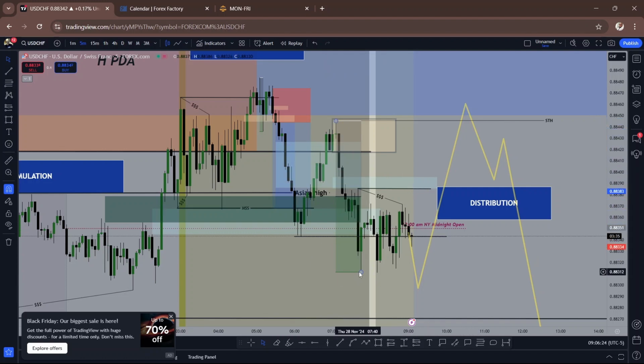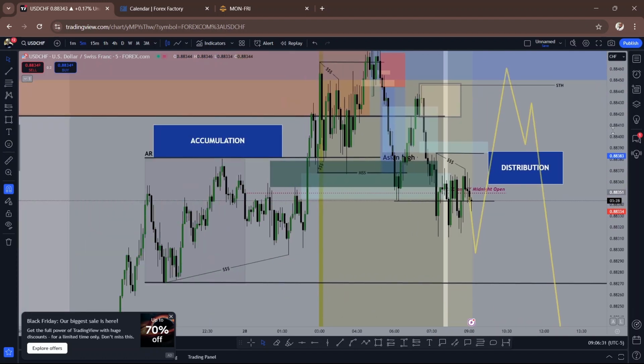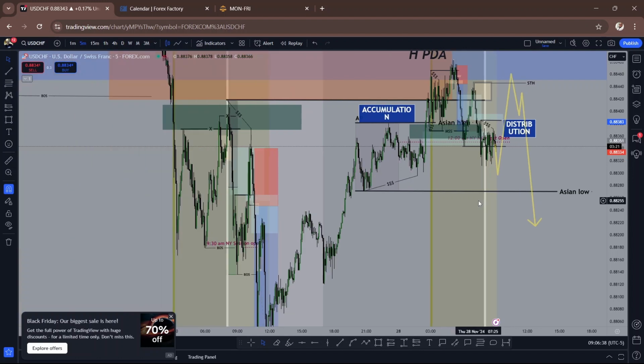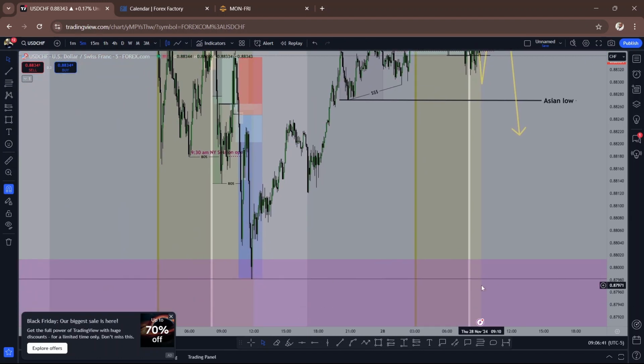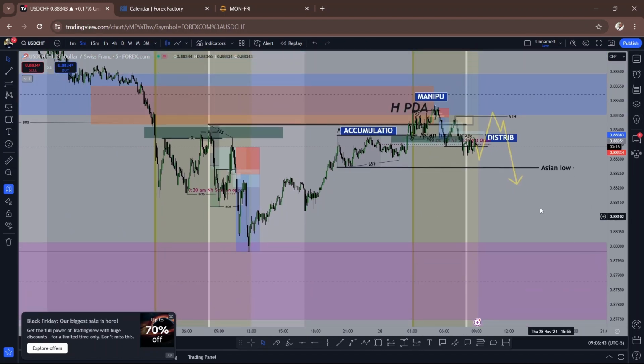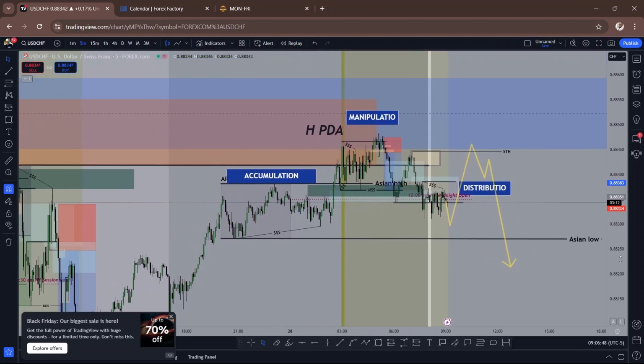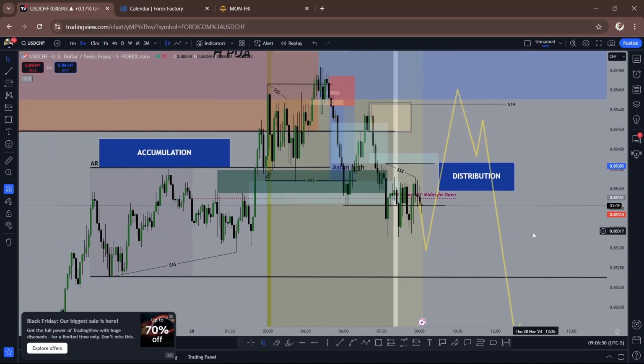So if price gets up there and I see a good sign for entry to sell, then I'll be selling that and using that as the distribution leg into this point. I presume it's going to break this into this. I've explained that though in the previous London session, so just check that out.